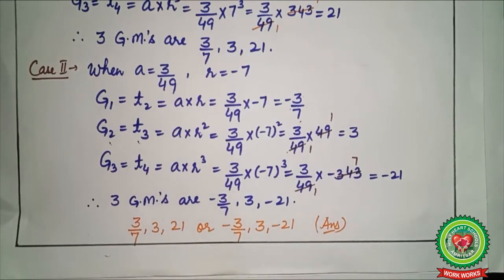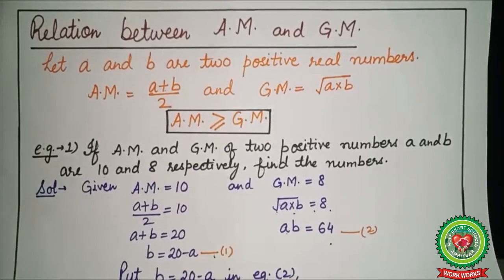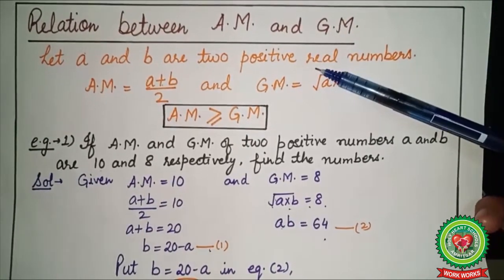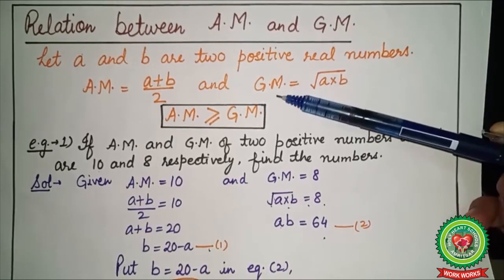In this way, we can find the geometric means between the two given numbers. Now, let's start with the next topic: relation between arithmetic mean and geometric mean. Let A and B be two positive real numbers.